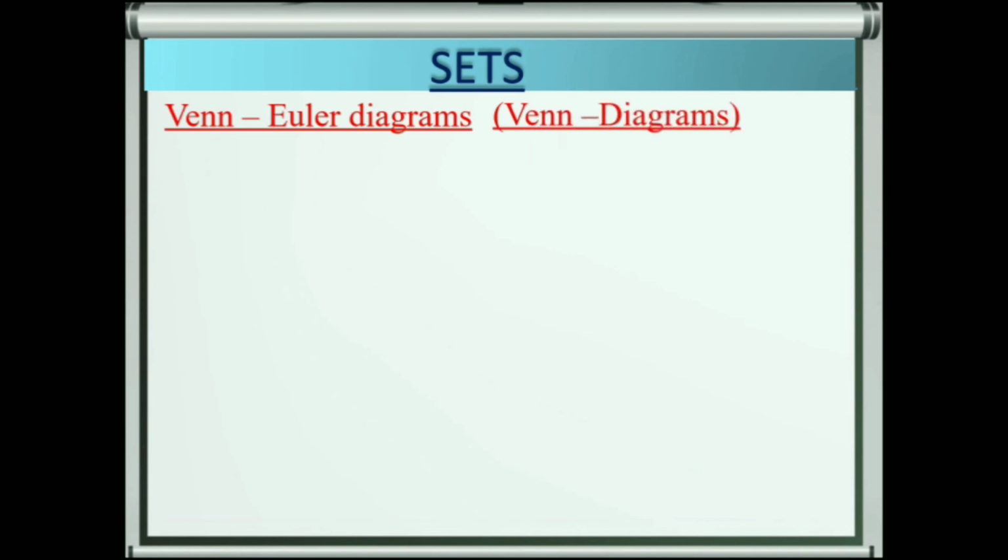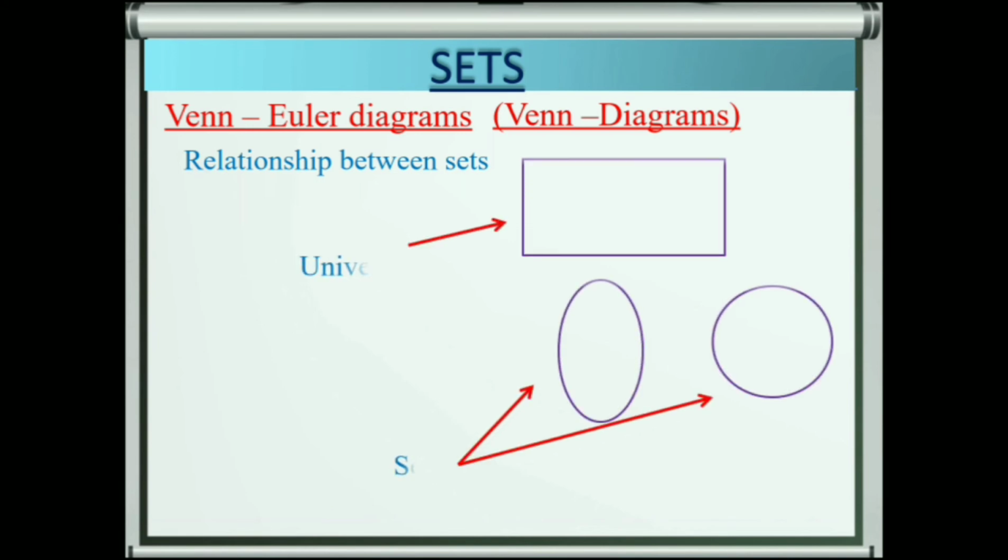Children, in today's class, let us learn about the Venn-Euler diagrams or simply Venn diagrams. It is one of the ways of representing the relationship between sets. For what purpose do we use Venn diagrams? To represent the relationship between two or more sets. For representing these diagrams, we use rectangles or closed curves. Generally, we use circles. Rectangular shape is used for the universal set. Circular or curved shapes can be used for sets.